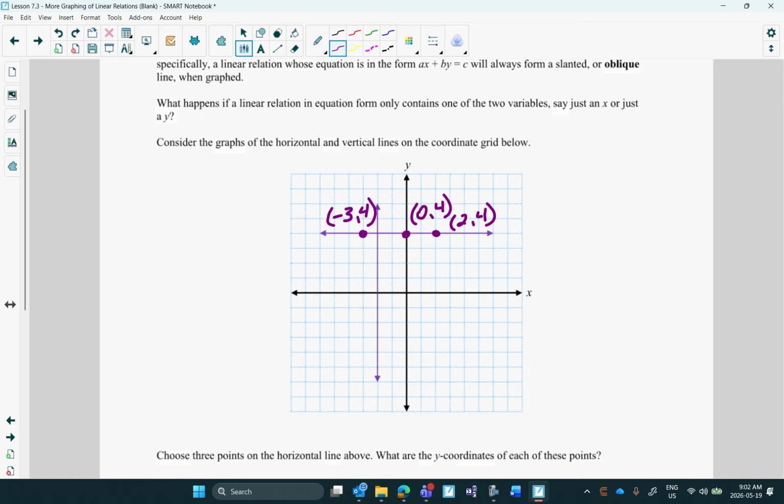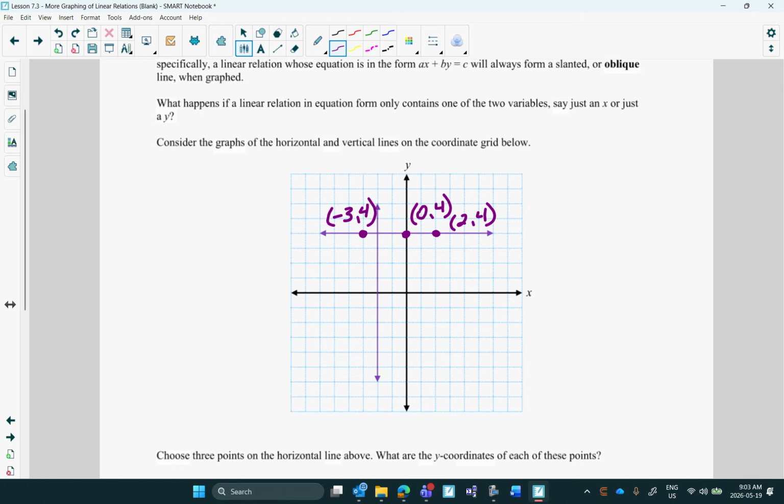What do you notice? They all have 4 in it. For the y value, right? Yeah. The y value is 4, always the same. Like this point here is negative 1, 4. This point here is 6, 4. The x values change, but the y values are always 4.